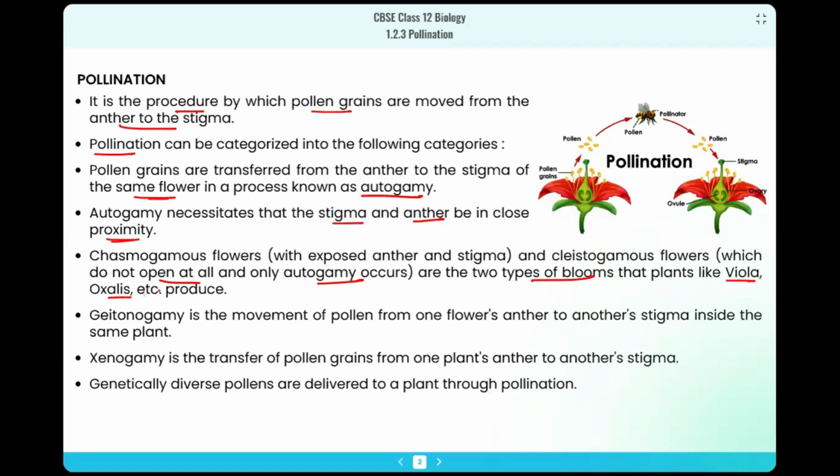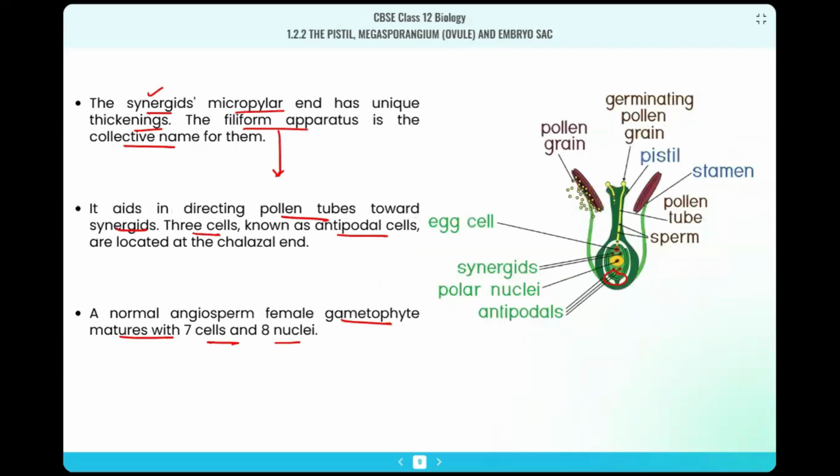produce. Now, coming to geitonogamy, it is the movement of pollen from one flower's anther to another flower's stigma inside the same plant. So this is also very important. Now, coming to xenogamy, it is a transfer of pollen grains from one plant's anther to another plant's stigma. Now, genetically diverse pollens are delivered to a plant through pollination. So you have to remember these points. You could expect questions related to this in your NEET exam as well as the CBSE exams.